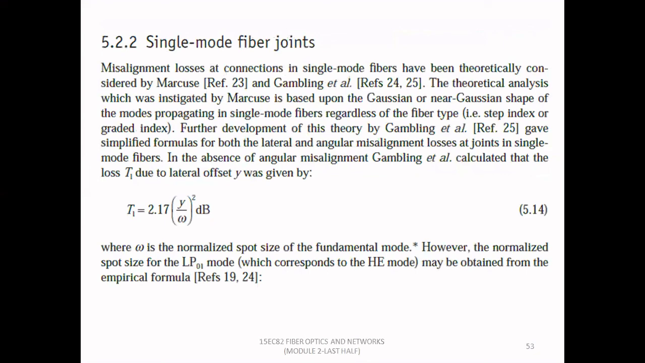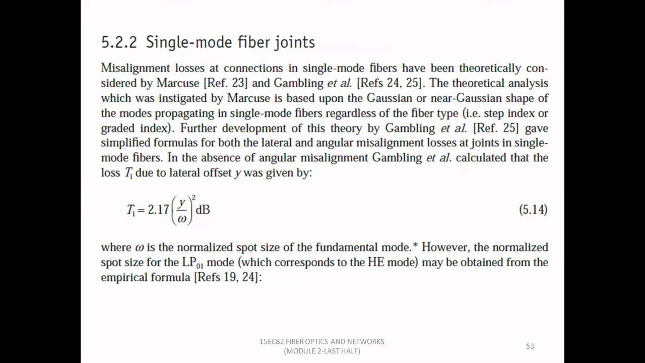Next, we'll discuss single mode fiber joints, that is 5.2.2. Misalignment losses at connections in single mode fibers have been theoretically considered by Marcuse in reference paper 23 and Gambling et al. in reference papers 24 and 25. The theoretical analysis, which was instigated by Marcuse, is based upon the Gaussian or near Gaussian shape of the modes propagating in single mode fibers, regardless of the fiber type. Further development of this theory by Gambling et al. gave simplified formulas for both the lateral and angular misalignment losses at joints in single mode fibers.